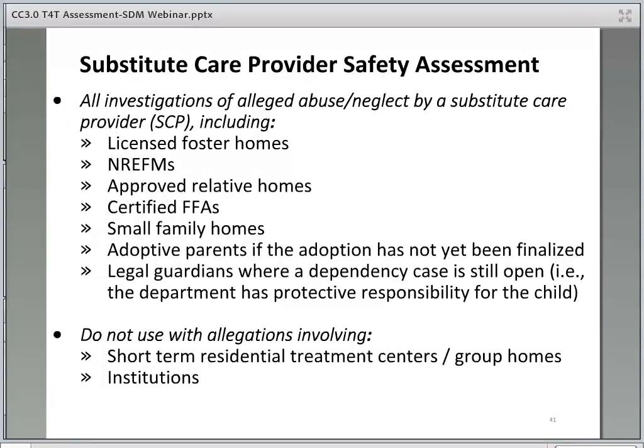The substitute care provider safety assessment is to be used for all investigations of abuse or neglect of a foster child by a substitute care provider.